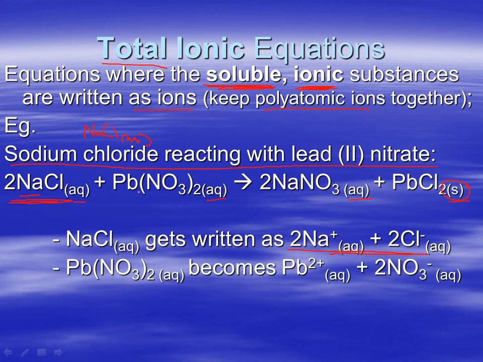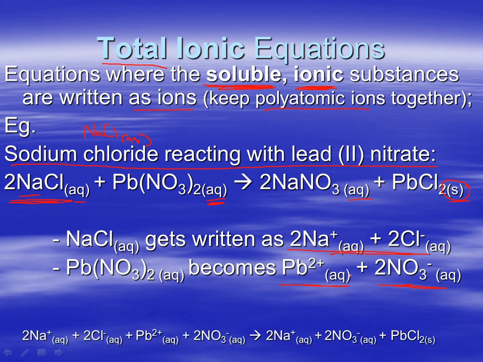We know also, for example, with our lead 2 nitrate, it's not that the lead 2 is actually associated with the nitrates, because it's an ionic aqueous substance. So we know that the lead is separated and the nitrates are separated. We have 1 lead for every 2 nitrates, and they are no longer associated with each other, floating around in the water. So what we'd end up with is an equation that looks like this.